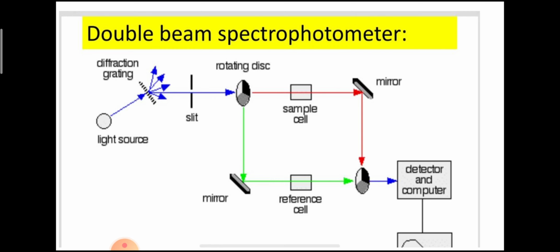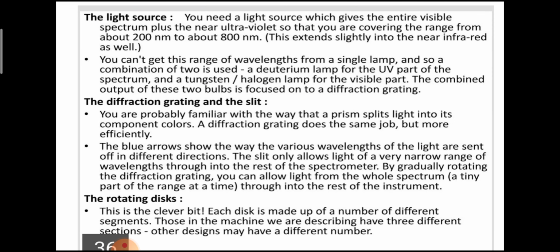So, it is a double beam spectrophotometer. At a time, the light passes through the sample cell and reference cell. It is the instrumentation of a double beam spectrophotometer.